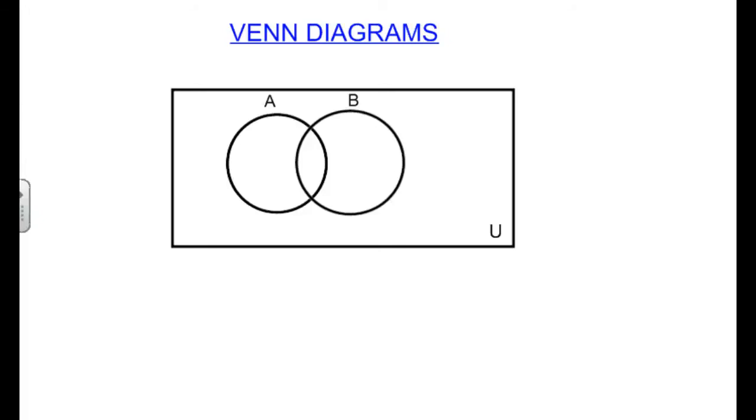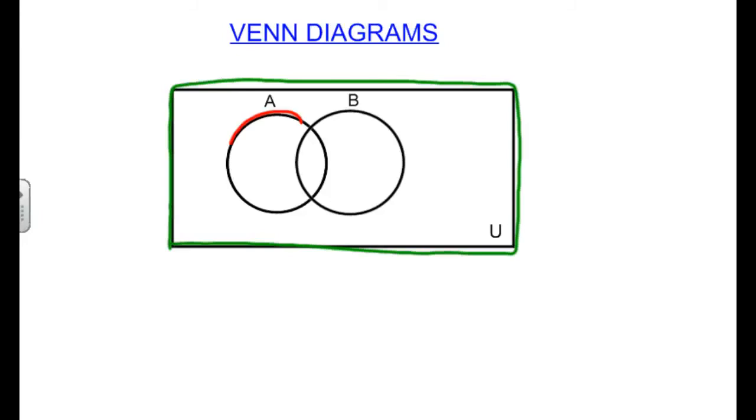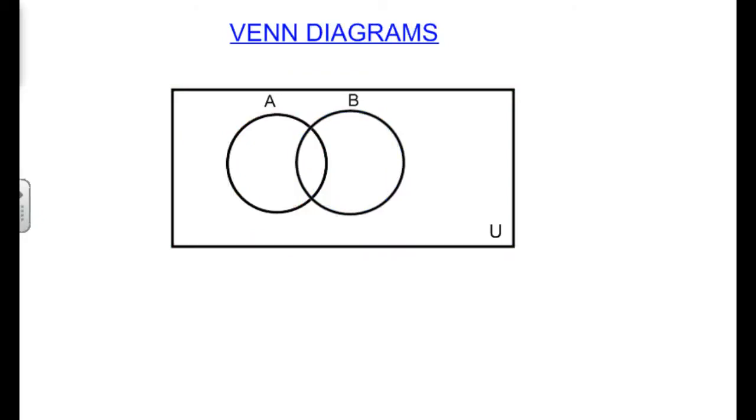Here we have the universal set in our box right here. And then we have two subsets. We have subset A, shown there, and subset B, shown here. Now, when we're talking about Venn diagrams, there's different ways to do it. There's with numbers and there's with shading. So I've erased the coloring so that we can start fresh.